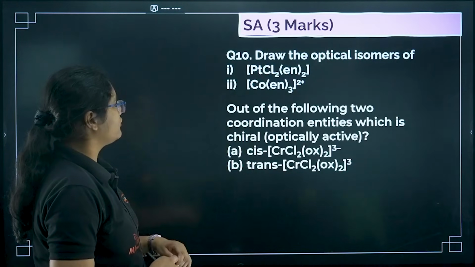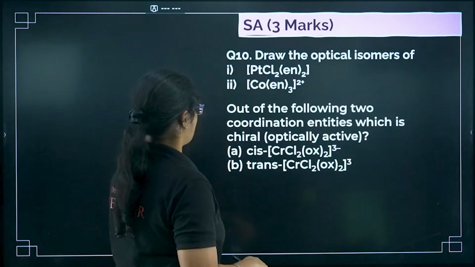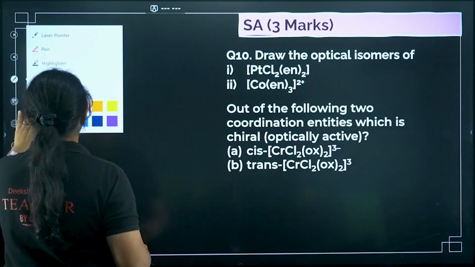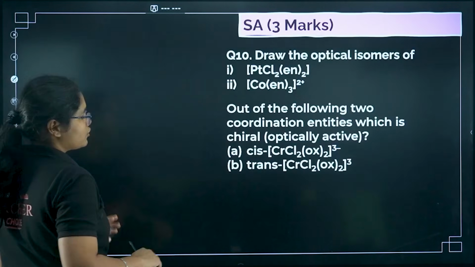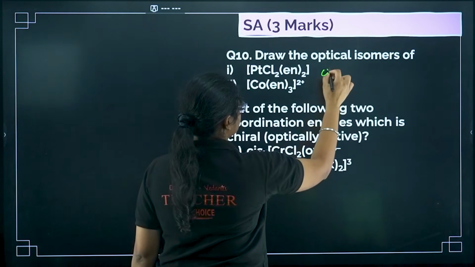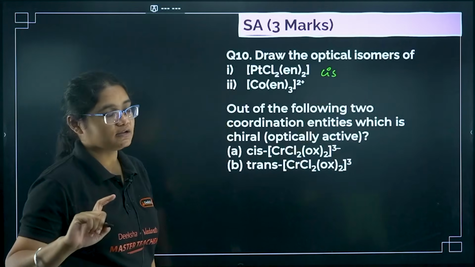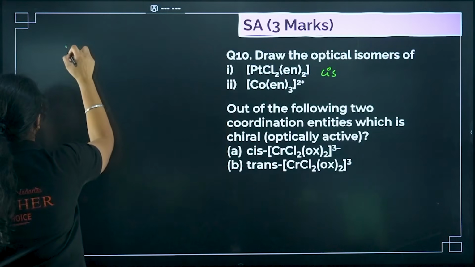Next we draw the optical isomers of the given compound. So let us draw here. We have the first one, optical isomers. Always remember the cis form will be optically active, not the trans form. So I will draw for the first one.